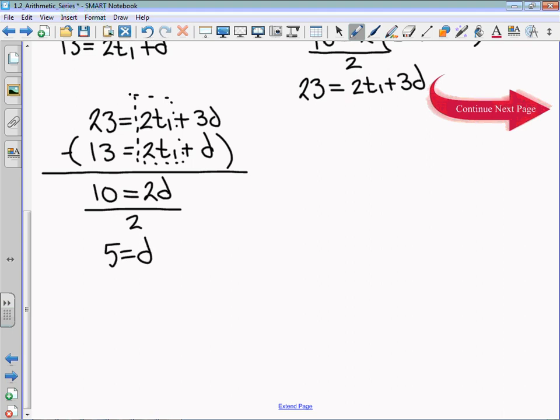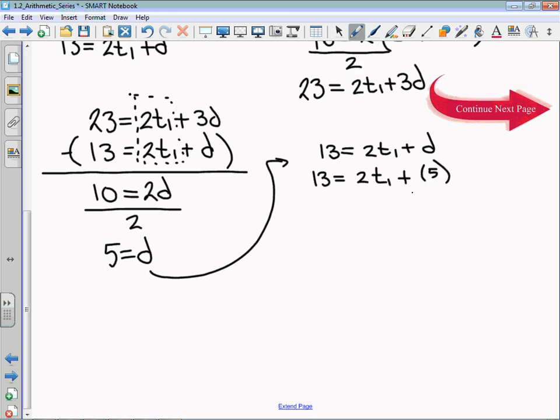That's not enough, though. I need to know what the first term is. So I'm going to go back and plug it into this equation. It really doesn't matter which one, but this had a little bit of a simpler coefficient on the d there. When I do that, I get 13. Geez, not a good example here. Sorry about that. I'm going to get that 13 is equal to 2 times whatever term 1 is plus 5. I'm going to move the 5 over. I get that 8 is equal to 2 times term 1. When I divide by 2, I get that 4 is equal to term 1.